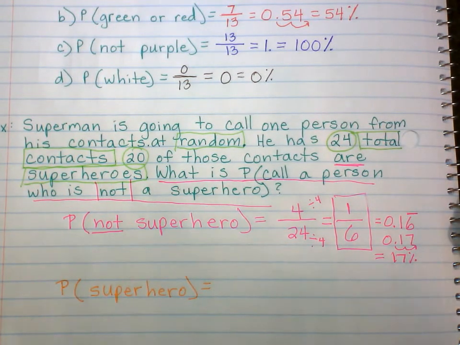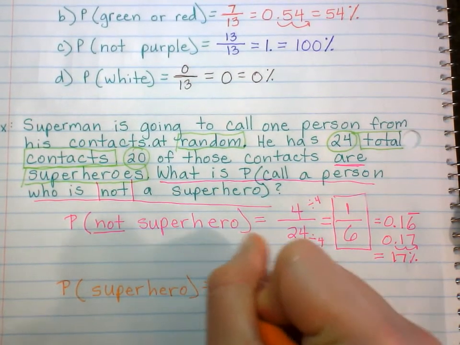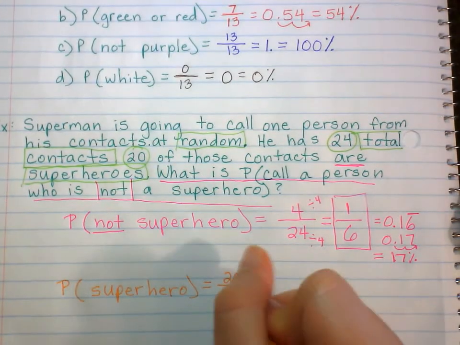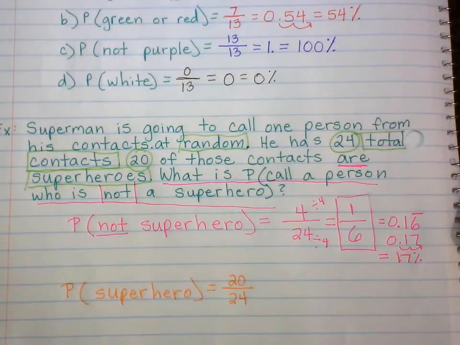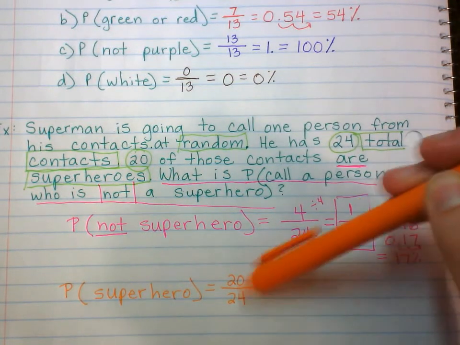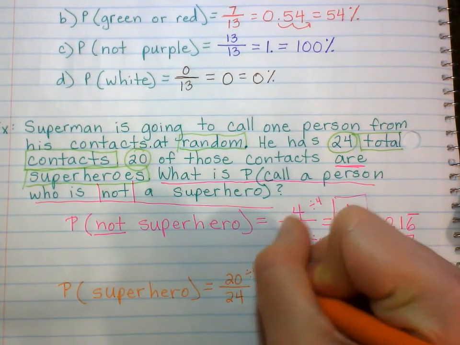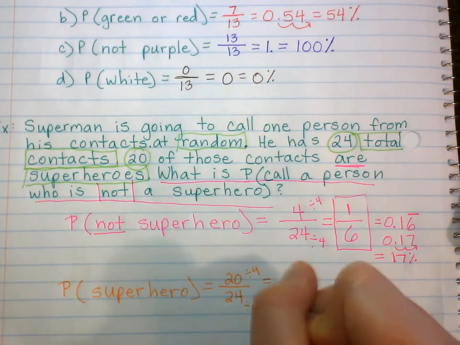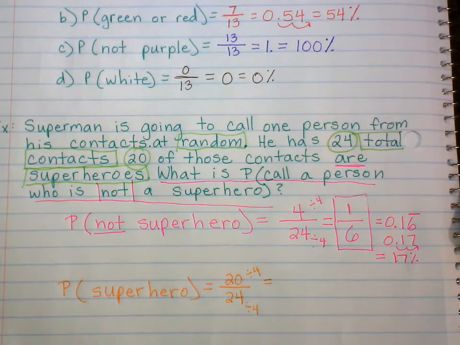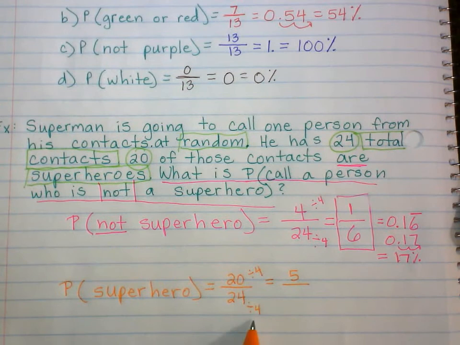Well, how many of those contacts are superheroes? How many are superheroes? 20. Out of how many contacts total? 24. Which makes sense. If 4 of the 24 were not superheroes, then the other 20 out of the 24 are superheroes. You can divide both of these by 4 again. 20 divided by 4. 4, 8, 12, 16, 20. It's 5. 24 divided by 4 is 6.